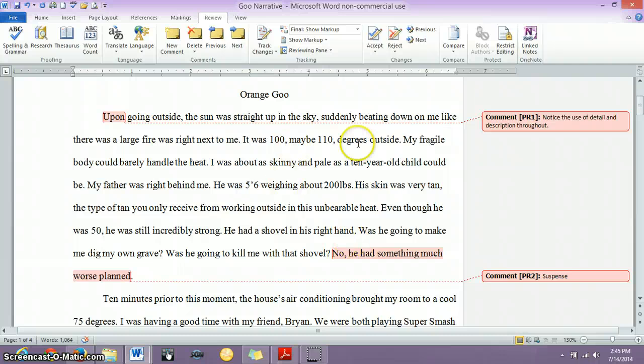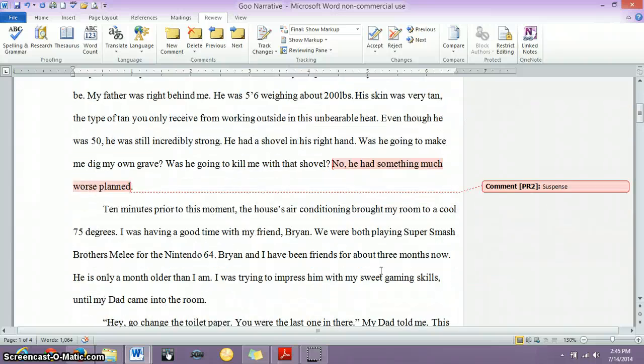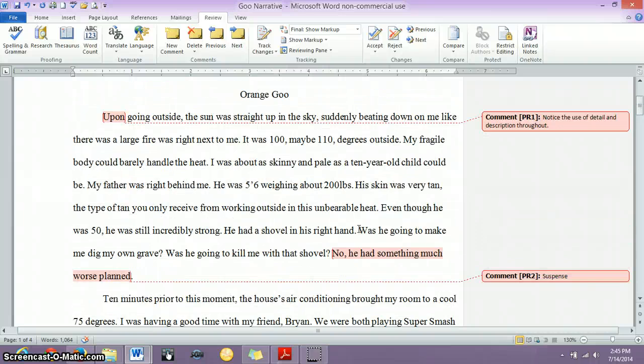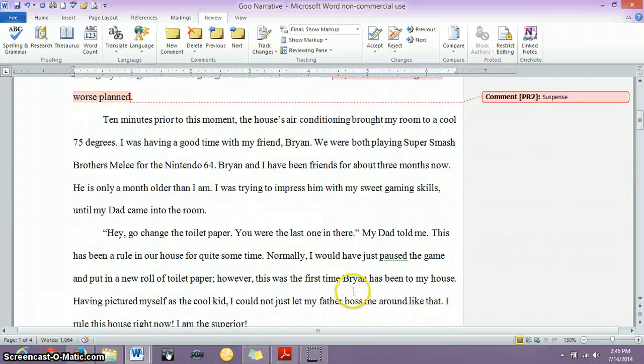I do point out a couple things like the suspense mentioned in the introductory paragraph. He said, no, he had something much worse planned. You don't know what's happening, but you want to know what's happening. So in this case, if he were to develop his last paragraph more with his reflection on how the experience changed or affected him, then he could place his thesis statement there. And this would be a good example of a paper that would have a thesis statement at the end. But I don't want you to think that this is a bad introduction. He's just kind of leaving you hanging and making you guess.